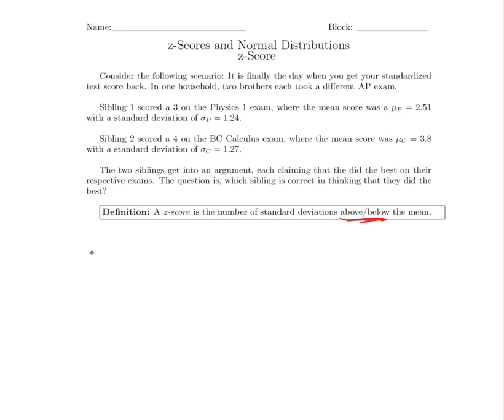We're going to use the formula z is equal to value minus mean over standard deviation. So this way, if the value is bigger than the mean, we're going to make sure we have a positive number. And if it's less than the mean, we're going to make sure it's a negative number. So let's calculate the z-score for sibling 1. So I'm going to put a little subscript of 1 there.